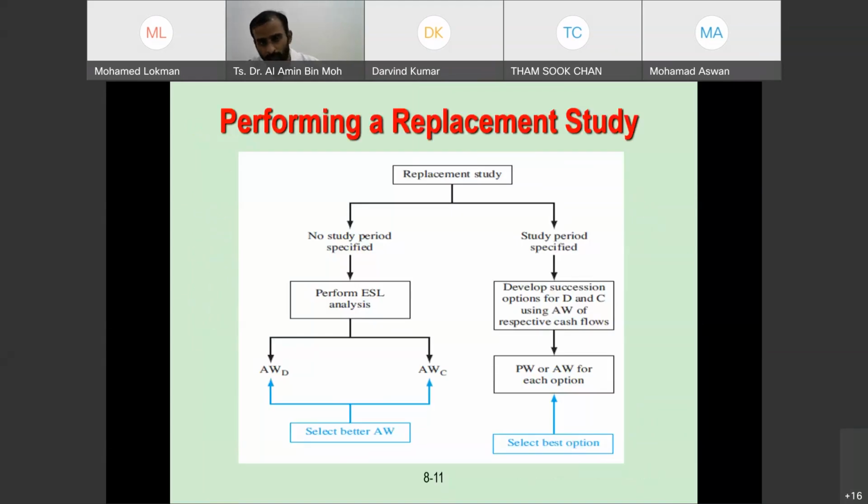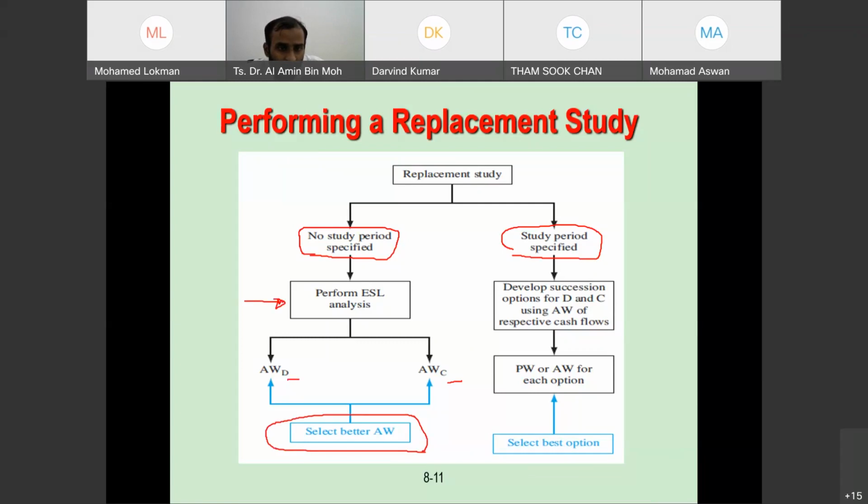Okay, so now we are entering a bit further, in performing a replacement study. As explained previously, there is a scenario where no study period is specified and a scenario where a study period is specified. If no study period is specified, we can perform ESL analysis, right? As what we did before in the previous example. So you have your AW for defender and AW for challenger, and then you're going to select the better.